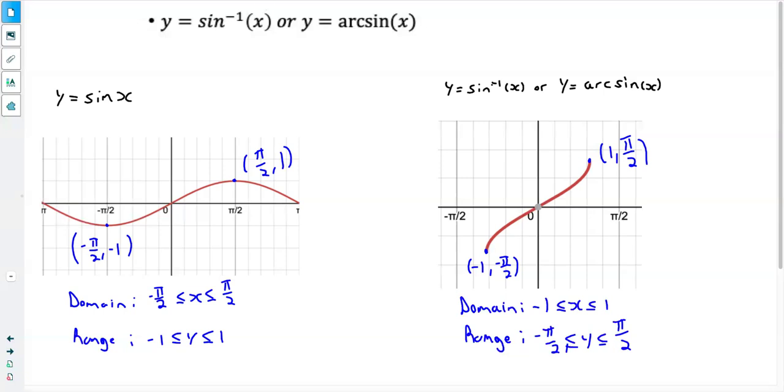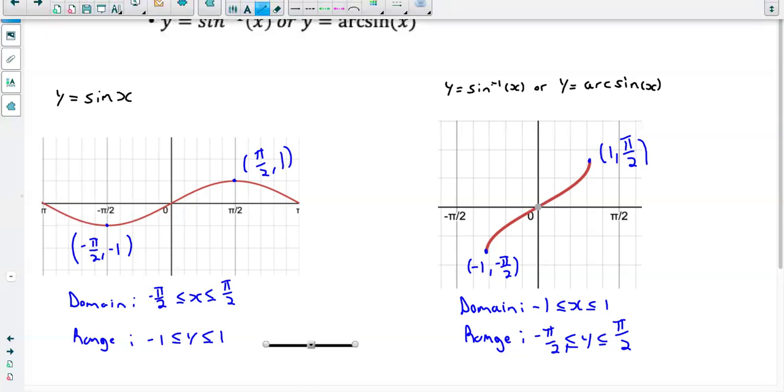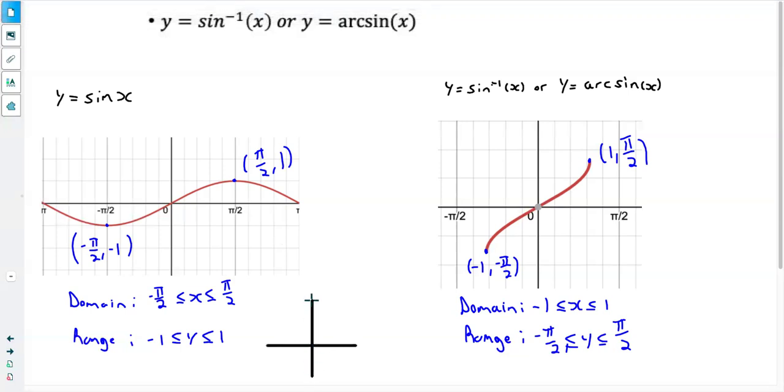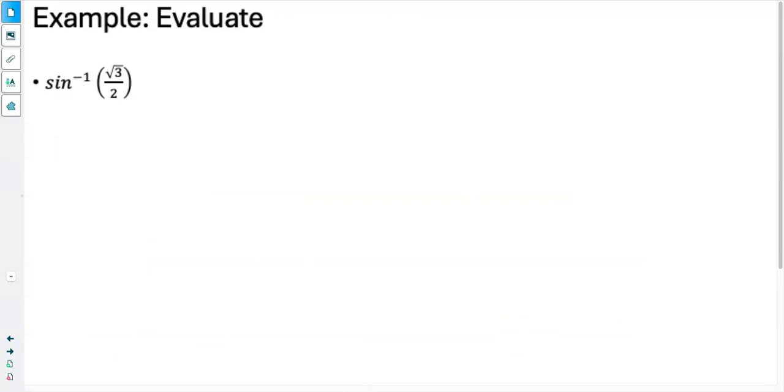Now, if we were to look at the domain of this in terms of, say, a unit circle, seeing our trig functions are often based off our unit circle, it would essentially be these two quadrants. So for example, evaluate sine negative 1 of root 3 over 2.